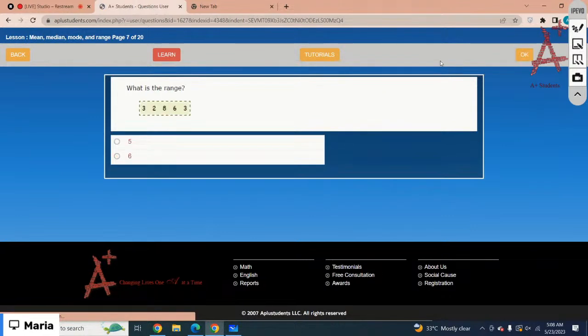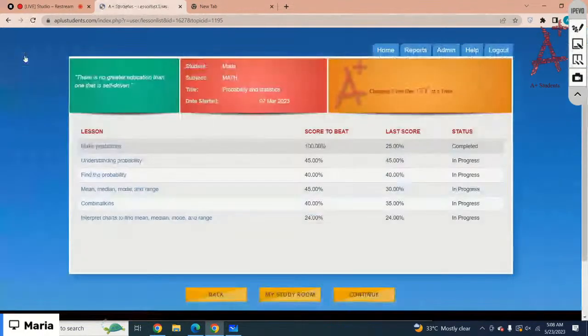Okay, you can complete the test by yourself later today. Let's just move on to the next lesson. The next lesson is combinations. Let's just start with the next lesson.